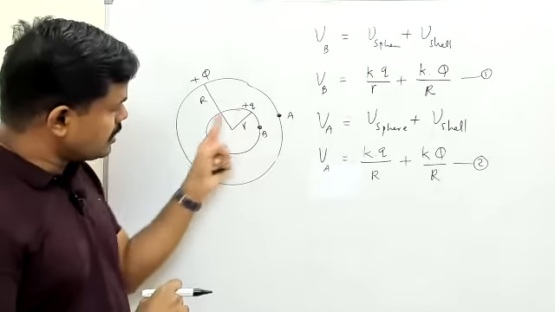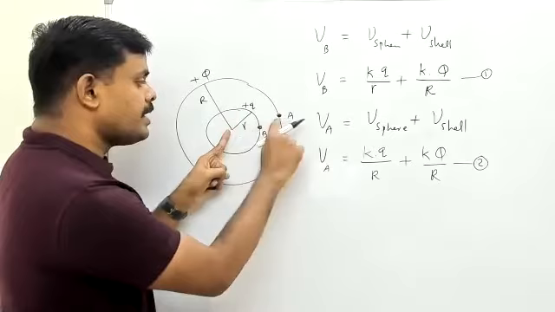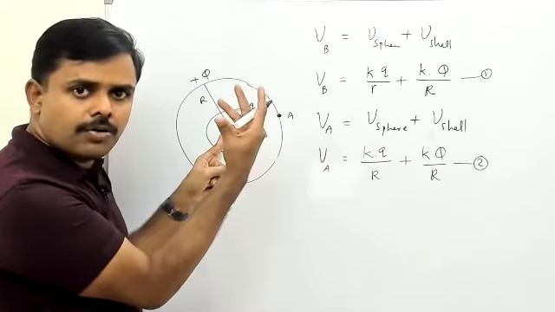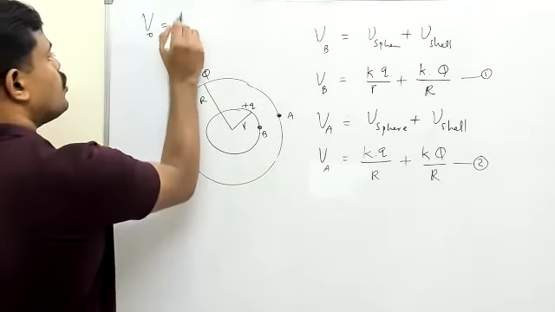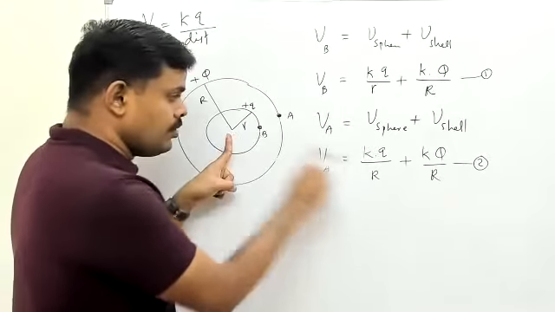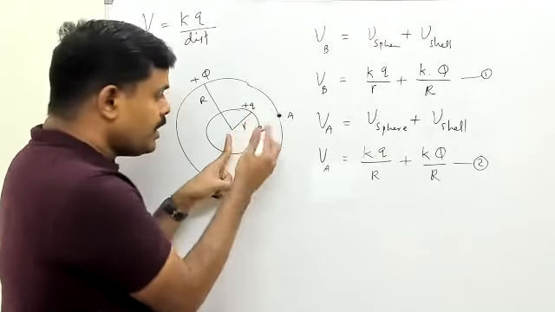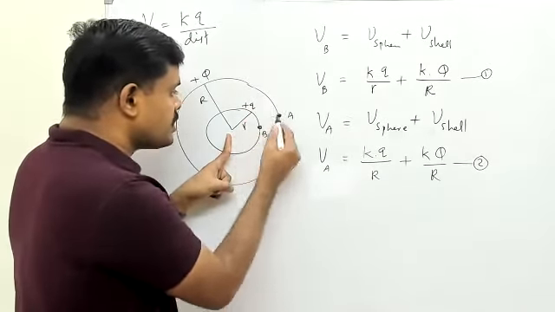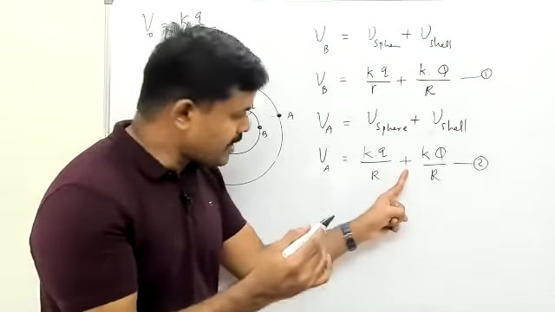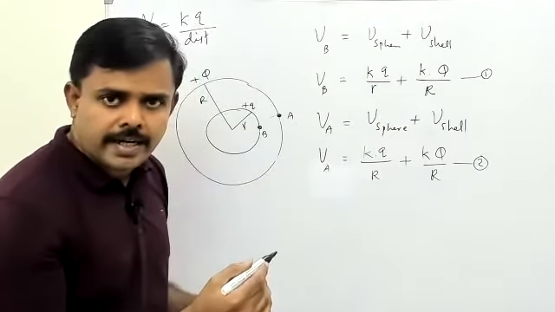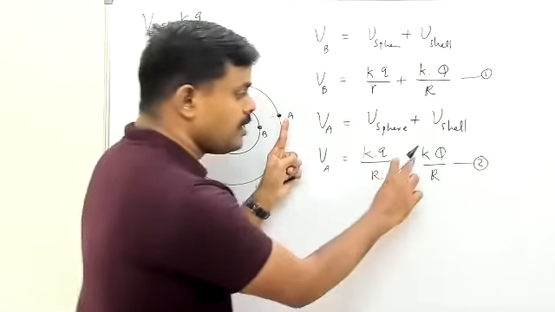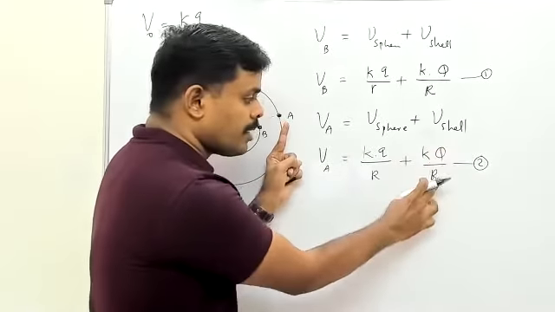What about the sphere? For the sphere, this point is an outside point, right? Outside the sphere, how do we take it? Outside the sphere, KQ by distance. Do you remember? So K into its charge, Q, divided by distance to the point. Distance to the point is actually capital letter R. So KQ over capital letter R plus due to the shell, how do we take it? For the shell, A is a surface point. K into its charge divided by its radius.